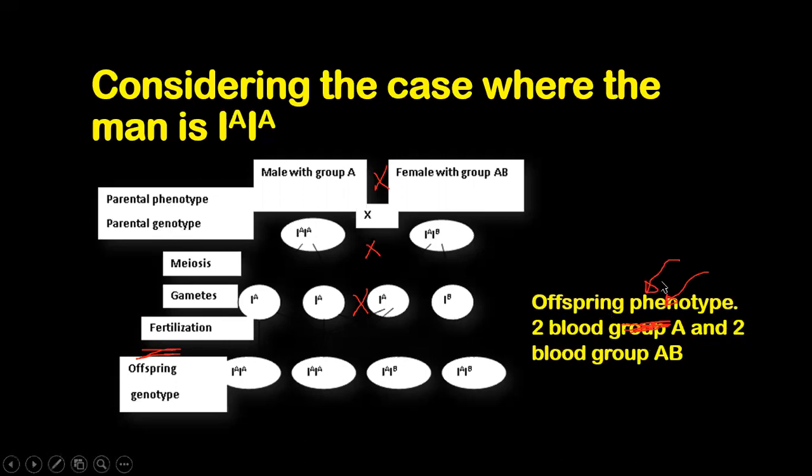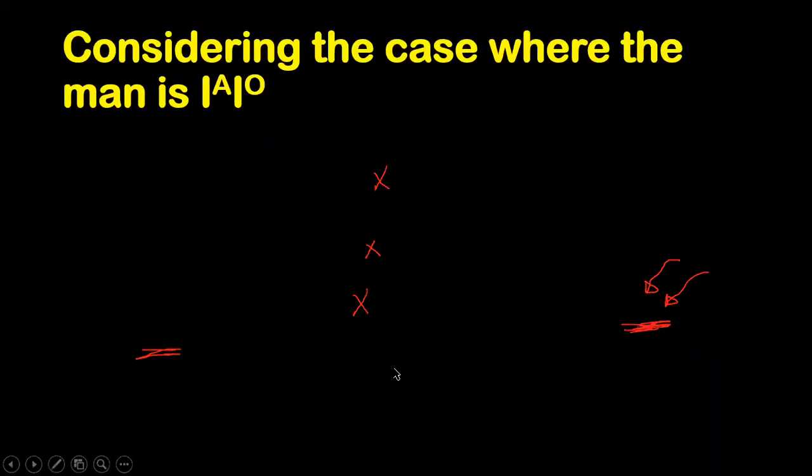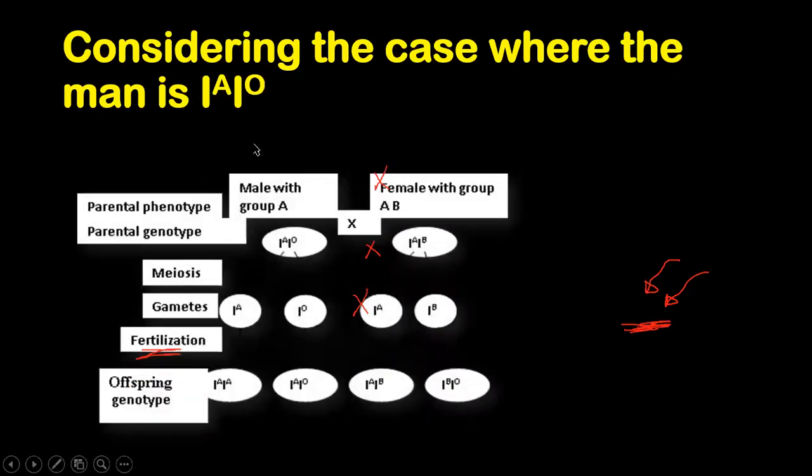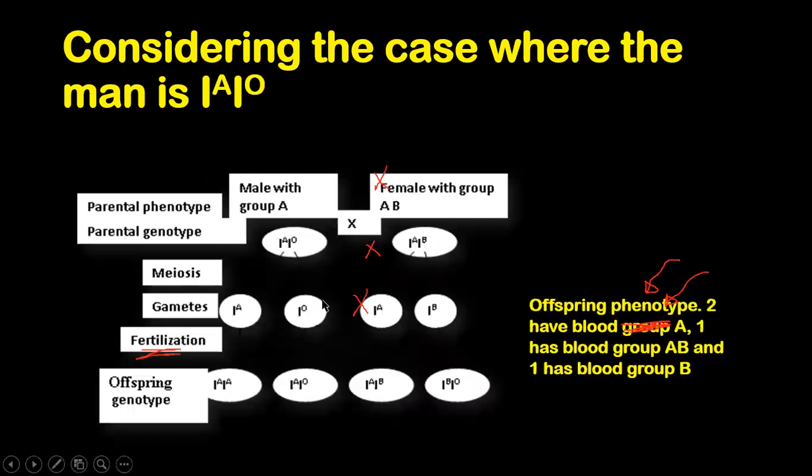If you do this, the offspring will all have blood group A. All of you did this. For those who have seen, you can also be A but in heterozygous state. And when it is in heterozygous state, then you have this: two having blood group A, one having blood group AB, and one having blood group B.